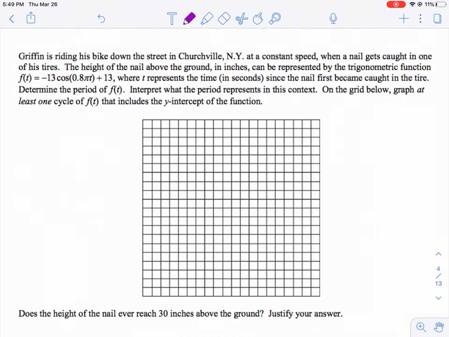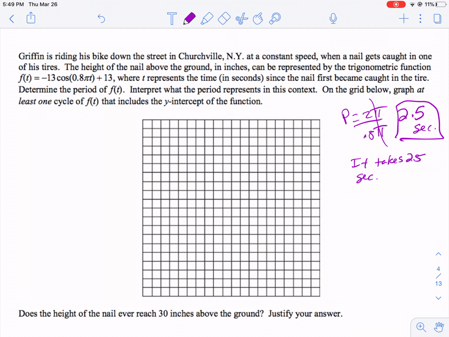Alright, so the first question, determine the period of f of t. Period equals 2 pi divided by the frequency, which is 0.8 pi. The pi's cancel out. 2 divided by 0.8 is 2.5. Alright, so that's 2.5 seconds. So the period is 2.5 seconds. Interpret what the period means. It means it takes 2.5 seconds for the nail to go all the way around the tire.